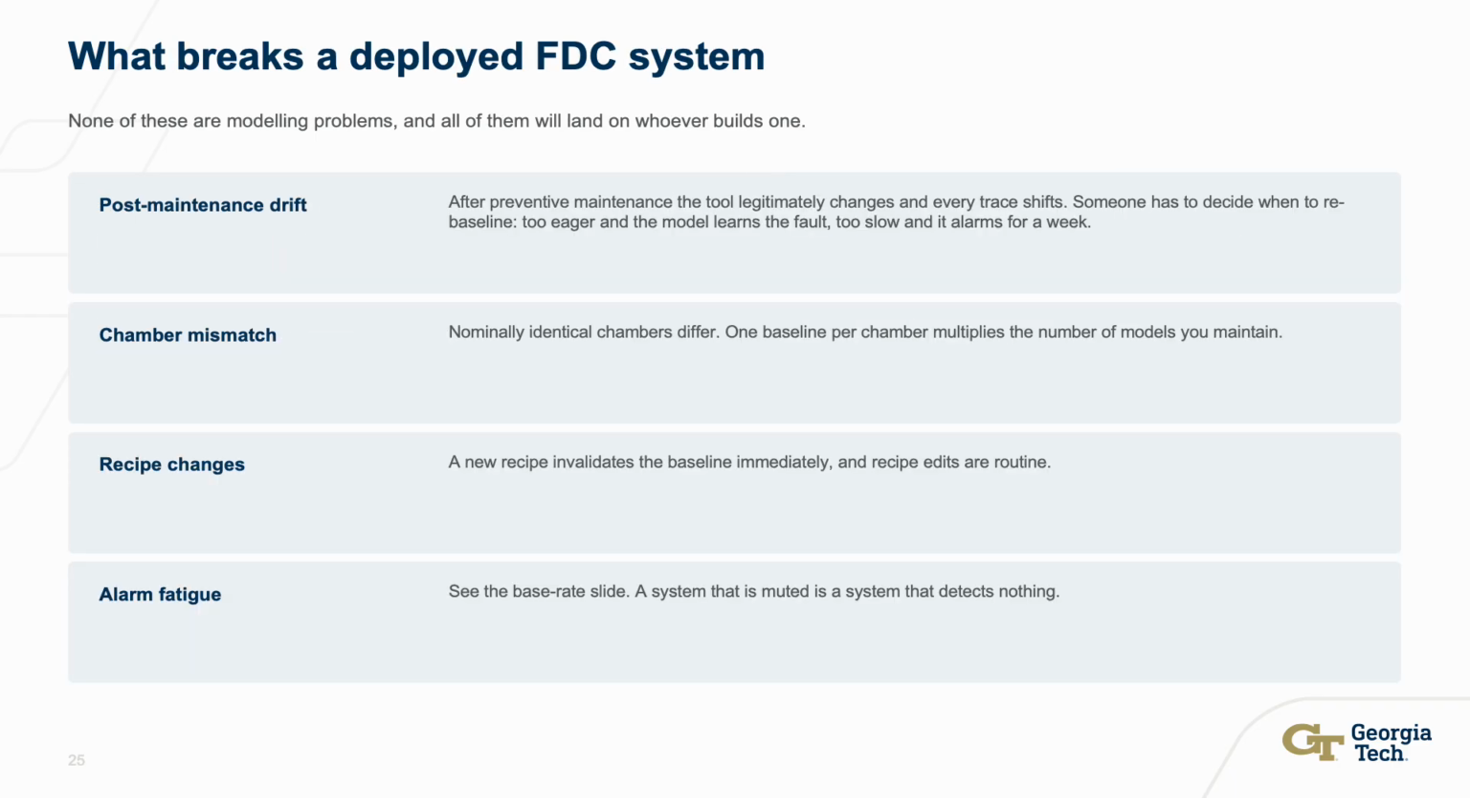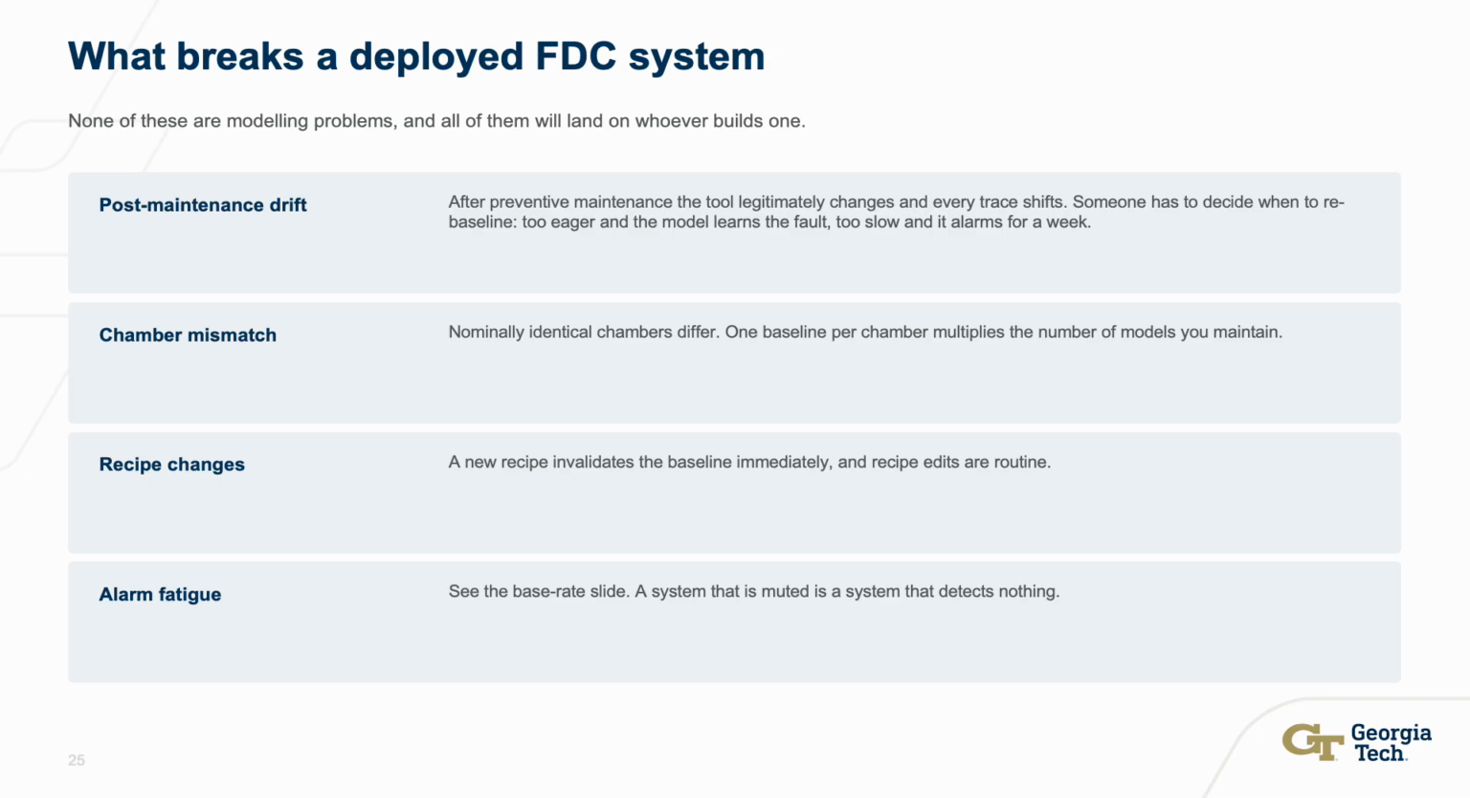Finally, the things that break deployed systems. None of these are modeling problems, and all of them will land on whoever builds one. Post-maintenance drift. After preventive maintenance, a tool legitimately changes. Seals get replaced, the chamber gets cleaned, and every trace shifts. Your baseline is now wrong. Somebody has to decide when to re-baseline. Both errors hurt. Re-baseline too early and you fold a genuine fault into your definition of normal. Too slowly and the system alarms continuously for a week until people stop reading it.